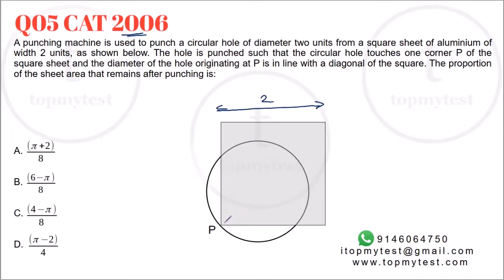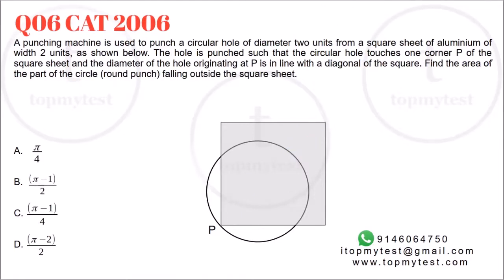Now the diameter is also equal to 2. Okay, so the question is what portion of the sheet remains, and the second one after that is the area of the part of the circle that falls outside the square sheet. Now this one might be easier to work with, and using this we can probably solve the first one as well.